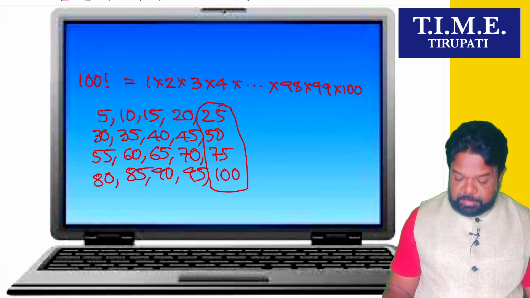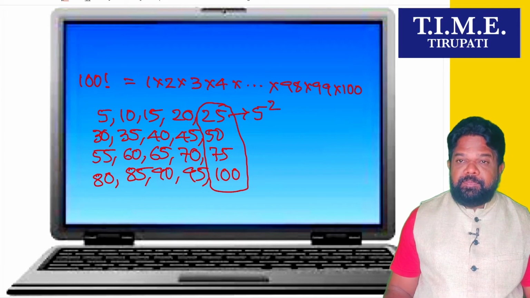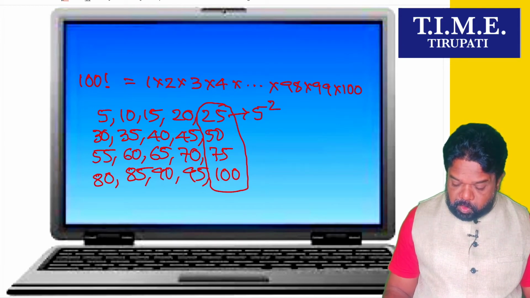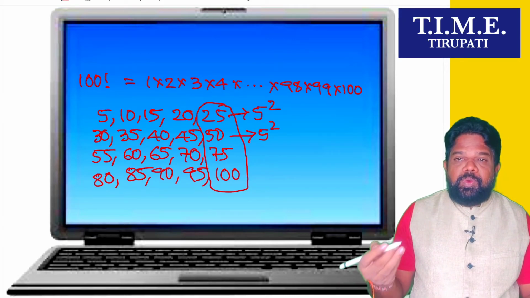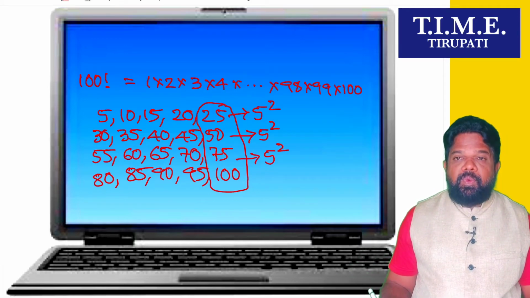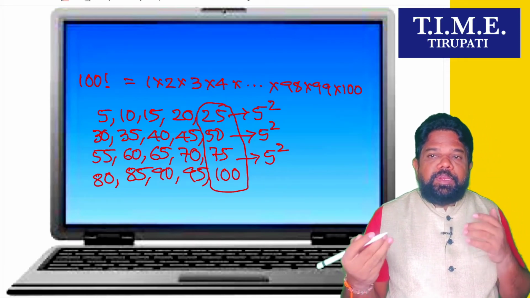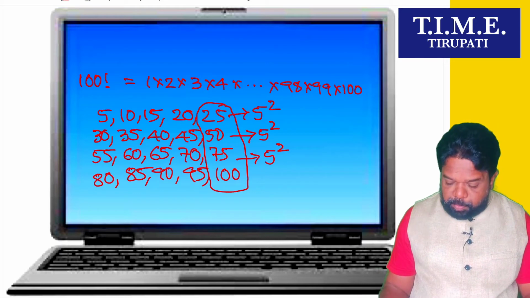Now observe the last numbers 25, 50, 75 and 100. In 25, how many 5's are there? Two 5's, 5 square. In 50 also, how many? Two, because 50 can be written as 25 into 2, and 25 has two 5's. In 75 also two 5's are there, because it can be written as 25 into 3.